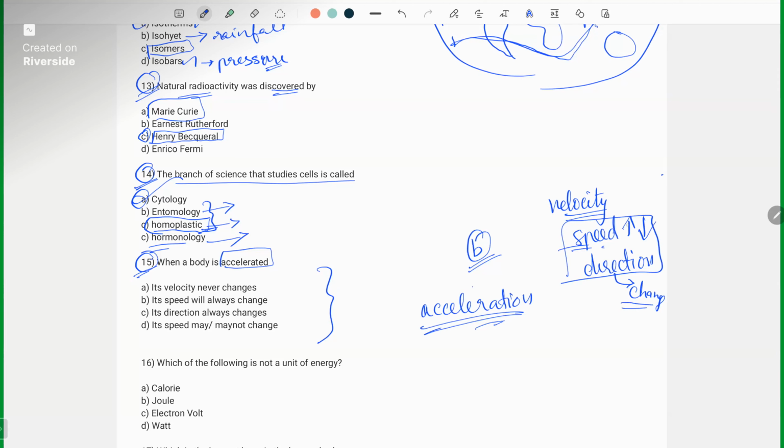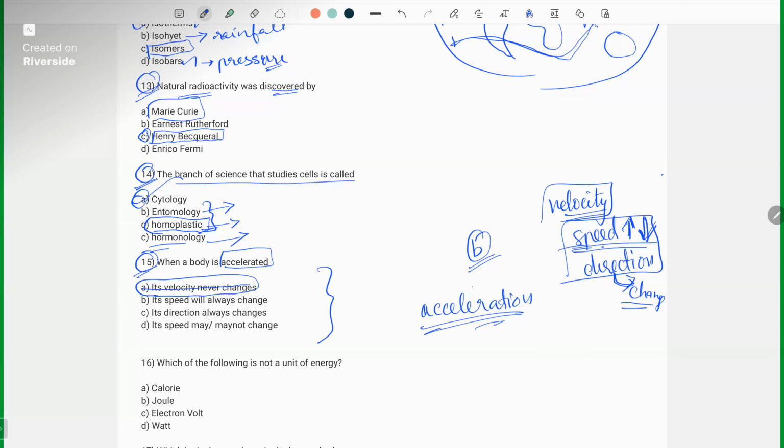Okay. When speed increases, positive acceleration. Speed decreases, negative acceleration. If speed change ஆகாம direction மட்டும் change ஆனாலும் there is change in acceleration. So speed will always change னு சொல்ல முடியாது. Understood? See, velocity never changes னு சொல்லிருக்காங்க. First இந்த option eliminate பண்ணலாம்.